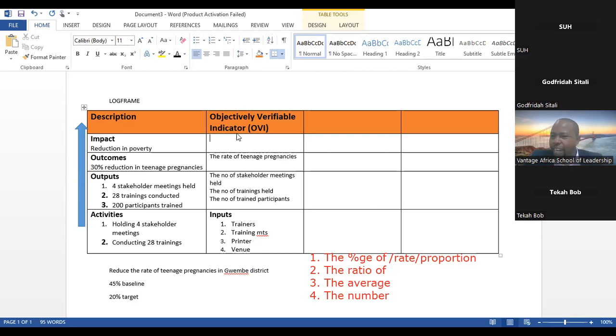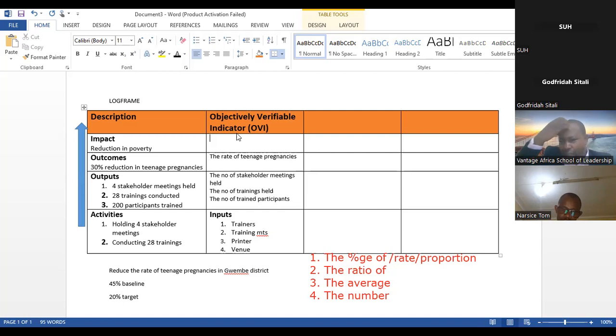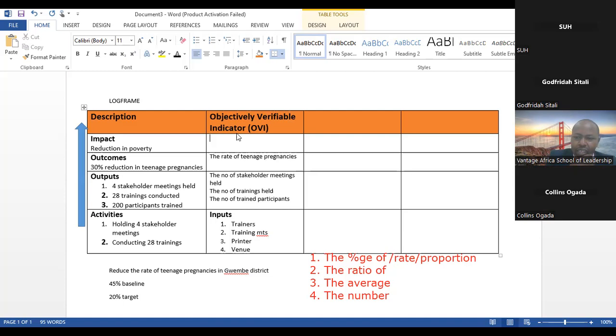Okay. Let me hear what Godfrida has to say. Godfrida. Yeah, I won't be very accurate, but I think it's supposed to be the number of people in a country who are living by, is it $1 per day? Forgotten whether it's $1 per day or... But there's a measure that has been set here. Is it a poverty line? Yes, the poverty line.